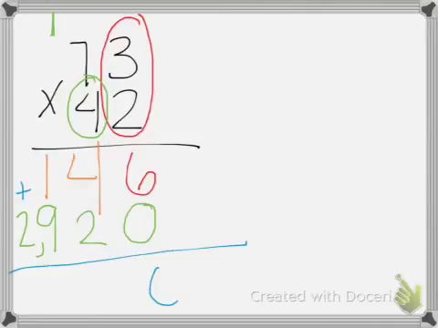6 plus 0 is 6. 4 plus 2 is 6. 9 plus 1 is 10. Carry my 1. I have 3,066.